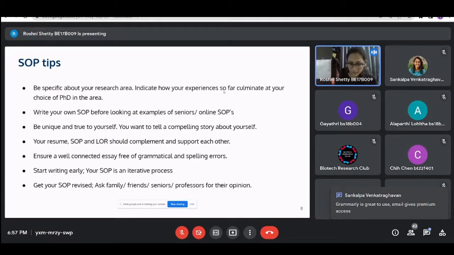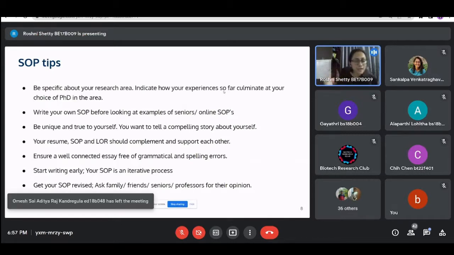And next is to get your SOP revised. You can ask family or your friends or your seniors or professors for their opinion. So this is very important. They have already been through this process, or they have an idea of this, so they can give you some tips. But don't get confused; stick to 2 to 3 people whom you trust and feel comfortable with for their opinion.